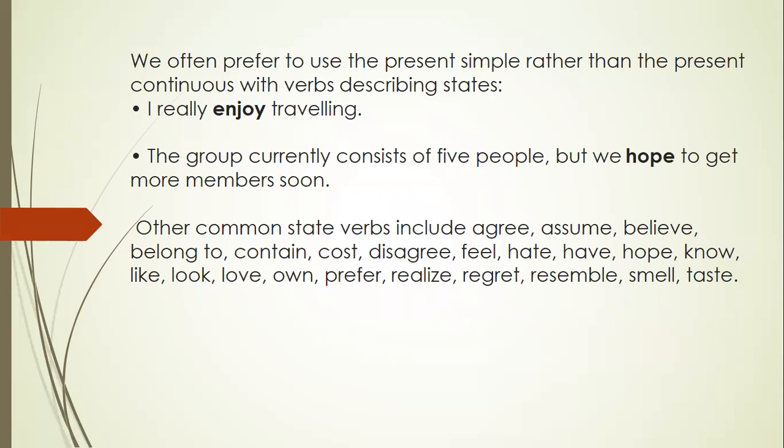We often prefer to use the present simple rather than the present continuous with verbs describing states. We also call them stative verbs. For example, I really enjoy traveling. Here enjoy is a stative verb and we use present simple. The group currently consists of 5 people, but we hope to get more members soon. Again, hope is a stative verb and it is given in present simple.